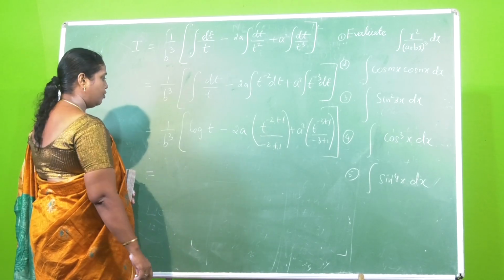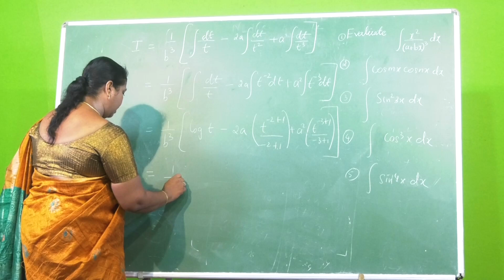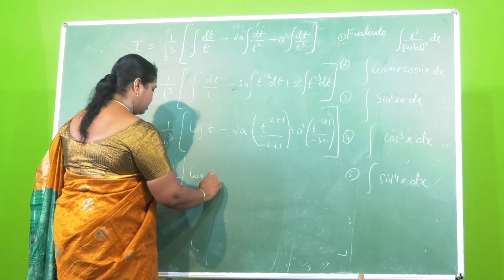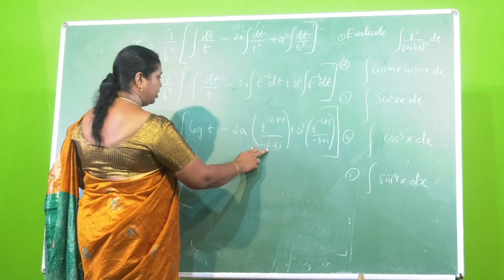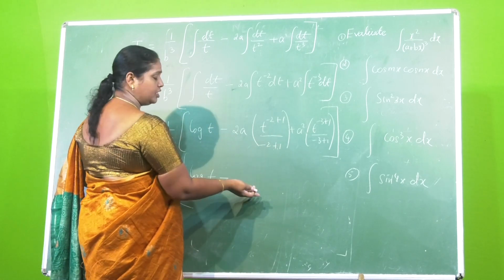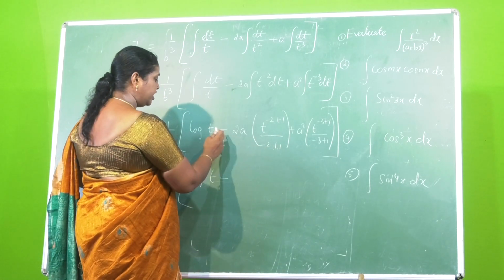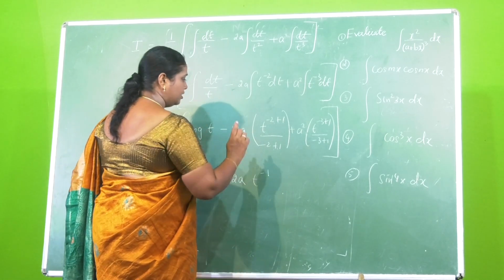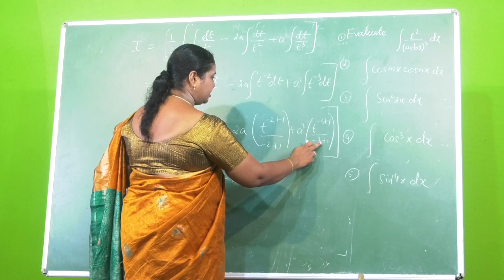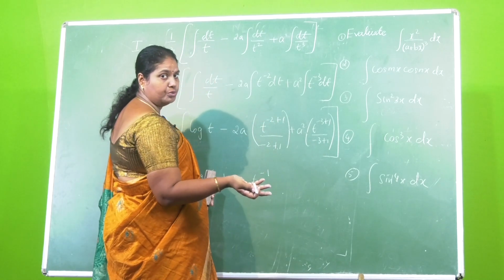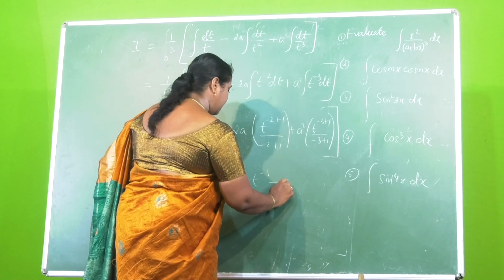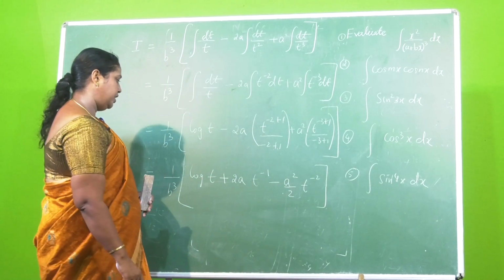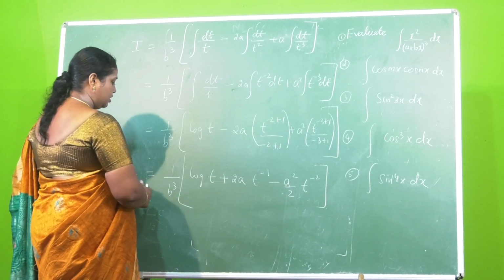Okay. So now what will be the answer? So 1 by b cube log t, and the denominator will become minus 2 plus 1, which is minus 1. So minus into minus is plus. So this is 2a, so this will be t power minus 1. Here minus 3 plus 1 is minus 2. So minus a square by 2 t power minus 2.